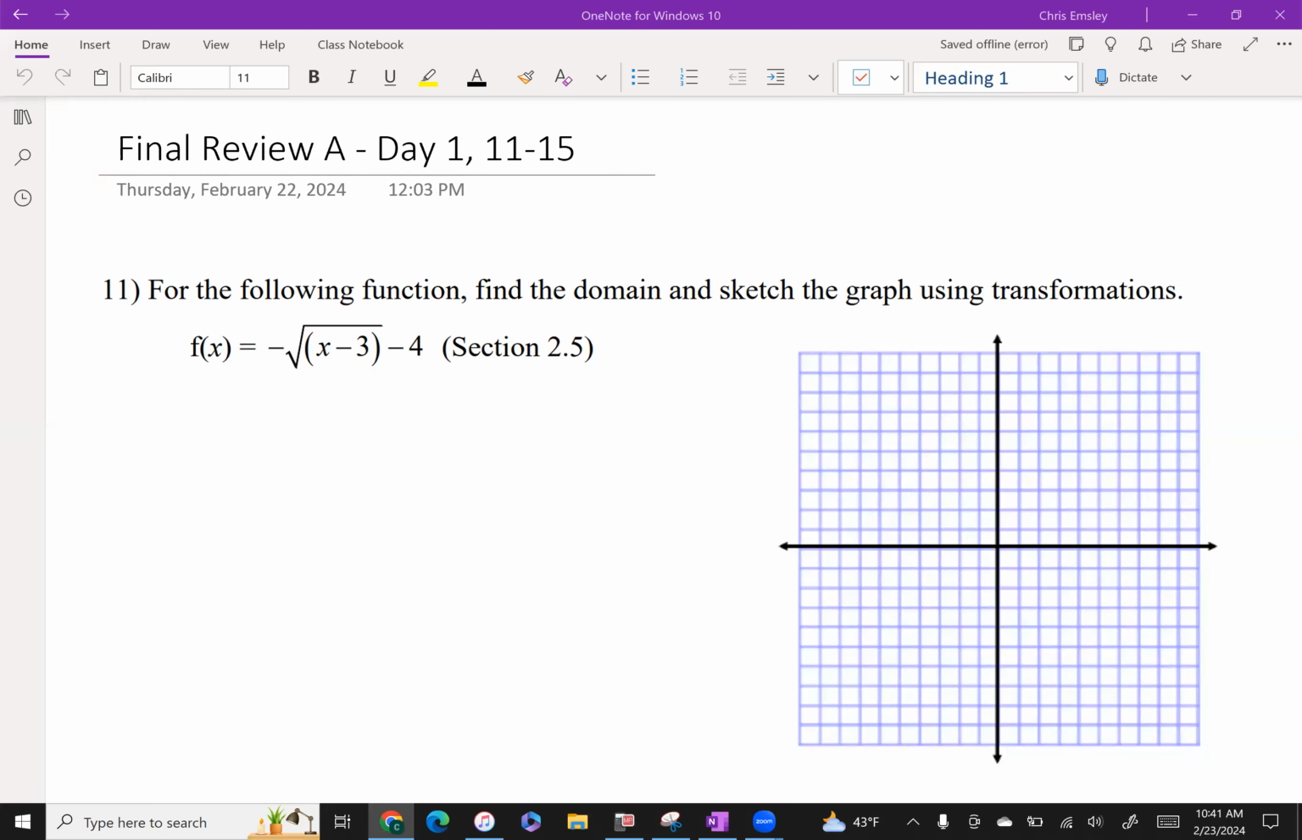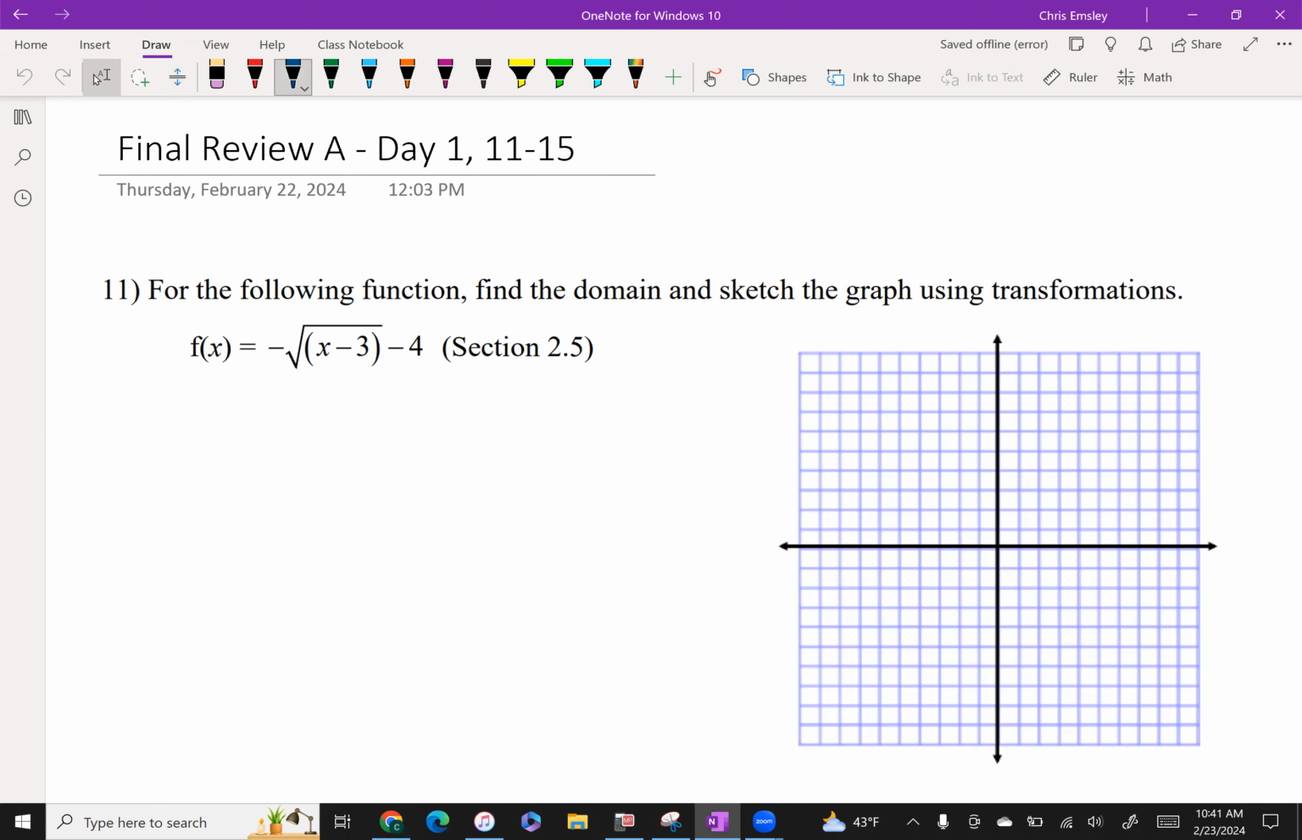Okay, number 11, for the following function, find the domain. So let's start with that domain. Since we have a radical here, we have to make sure whatever's under the radical isn't negative. The square root of a negative number is undefined. So x minus 3 cannot be negative, which means it has to be greater than or equal to 0.